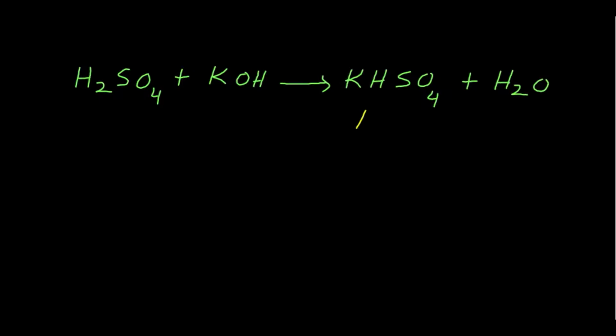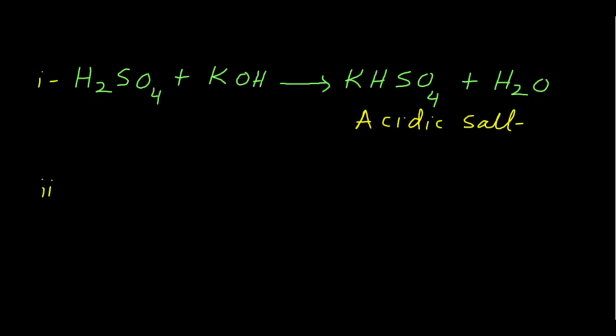So, what is the nature of this salt? This salt is acidic in nature. Potassium hydrogen sulfate, which is formed here, this is acidic salt. Let's see one more example.